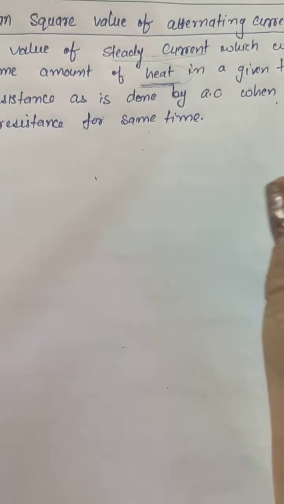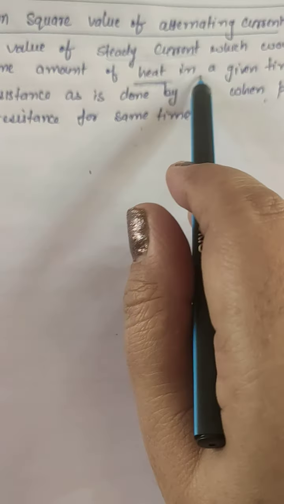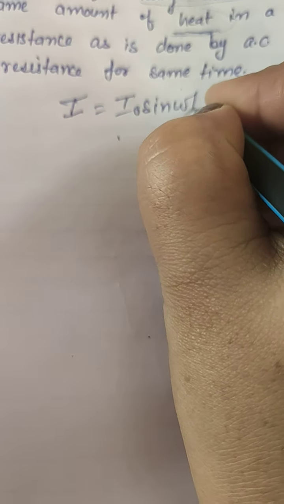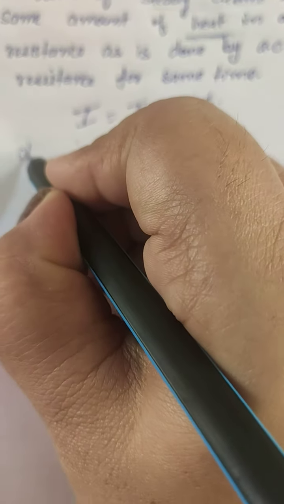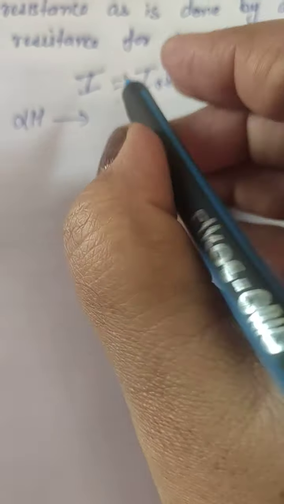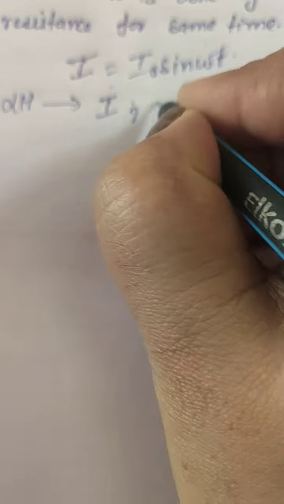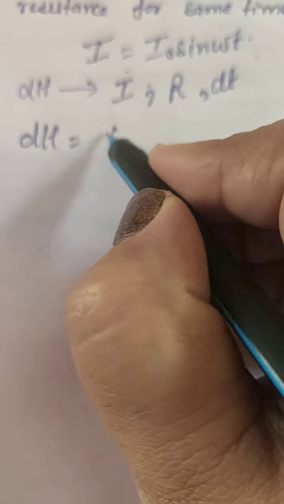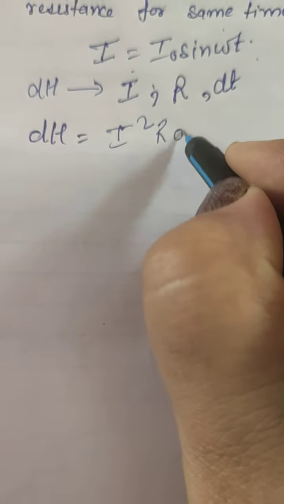Okay, let's do it step by step. Firstly, we need the value of current. Value of current is given by I is equal to I naught sine omega t. Right. Now, since it is this current which is generating the heat, let dH amount of heat be generated by passing the current I through a resistance R in time dt. In that case, dH can be written as I square R dt.